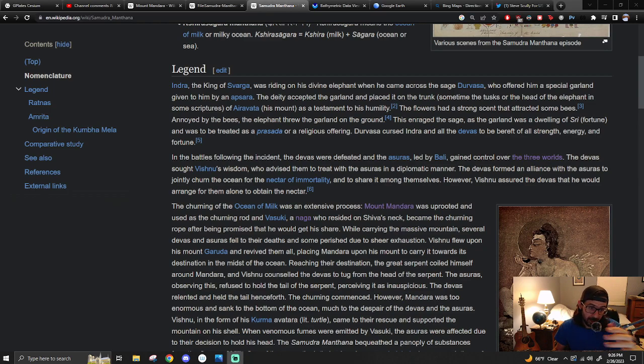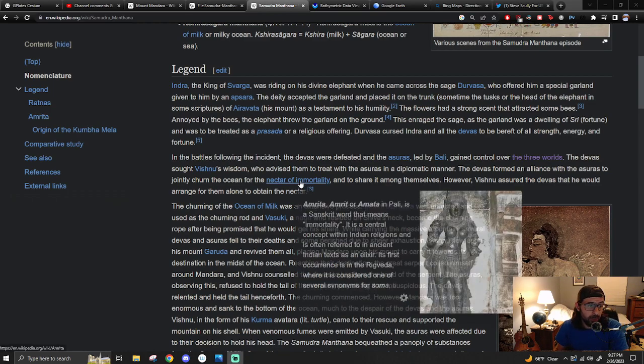I'm just guessing because I don't know enough information about this subject matter to overlay it with appropriate connection points, maybe, but that seems to flow so far, and I'm just going from that, and if it continues to zip together, that would be super duper. The devas formed an alliance to jointly churn the ocean for the nectar of immortality and to share it among themselves.